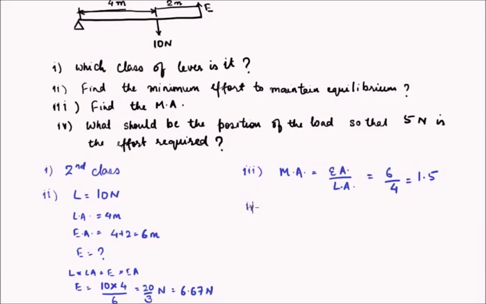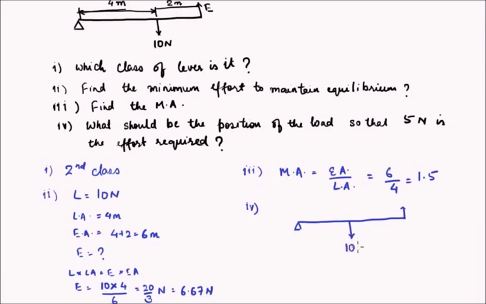Now the last part asks us to find what should be the position of this load. Where should this 10 Newton be moved so that an effort of 5 Newton is sufficient to maintain the equilibrium. So what the question asks is that we need to move this load, but where does the load need to be moved to? Now let me draw the diagram here. The fulcrum and the effort remain at the two ends. The load comes up somewhere here.